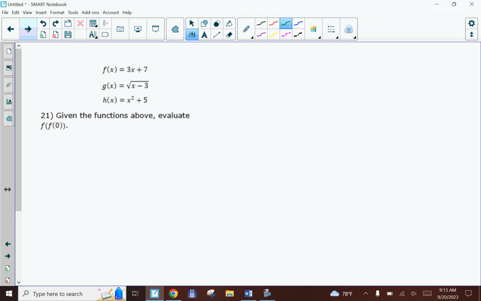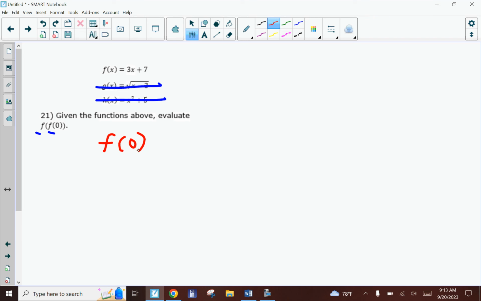Okay, and then number 21, it's a review question. It says, given the functions above, evaluate f of 0. So you have to remember what these instructions mean over here. If there's a number, you have to start with the letter that's closest. If you notice, there are 3 different functions here. The thing is, the instructions use an f twice. So that means we don't need h and we don't need g at all, because they aren't listed anywhere in the instructions.